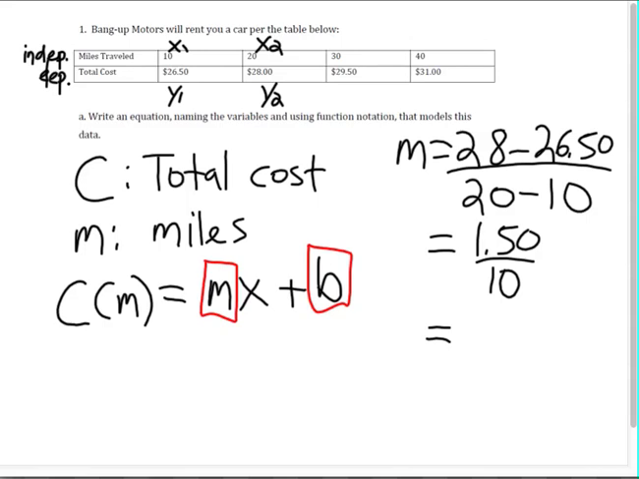But if we were to put this in the calculator, we could easily see 1.5 divided by 10 is 0.15. That's the value of m. You solve for m. I put an extra leg on the m. I don't know why.